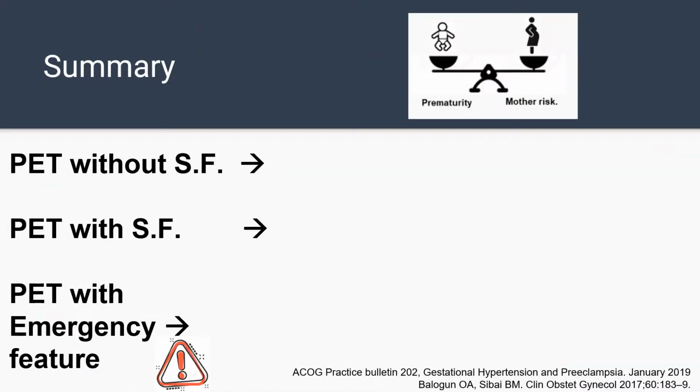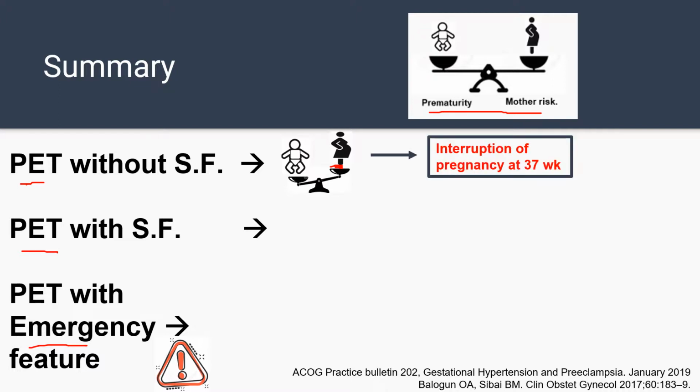So now that we know how to diagnose the preeclampsia, how to classify the preeclampsia according to the severity, like without severe features, with severe features, and in an emergency feature, we are going to be able to use this balance to know when we have to finish the pregnancy. So, first, in the preeclampsia without severe features, the risk of the mother is very little, because she doesn't have any severe features, she is okay. So you continue monitorization of the mother and of the baby, but you can wait for the interruption of the pregnancy at 37 weeks or term.